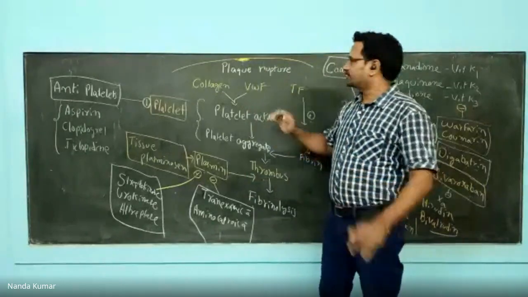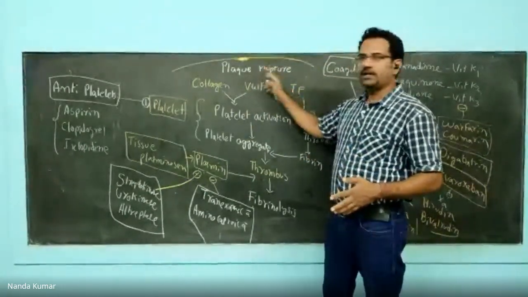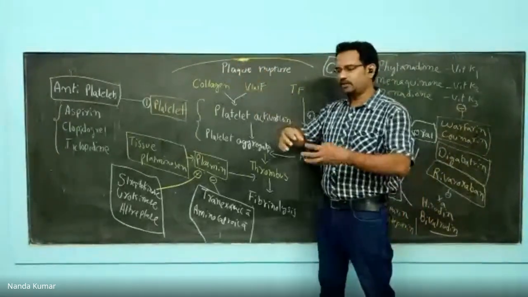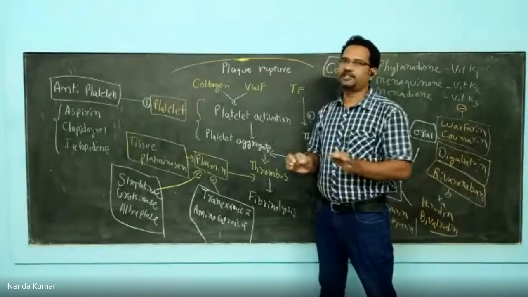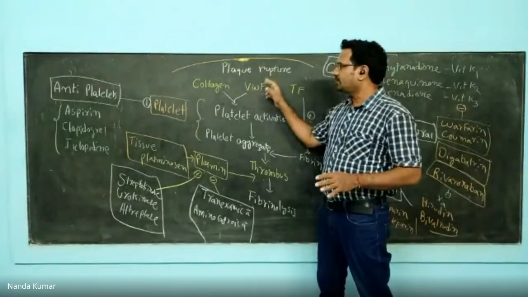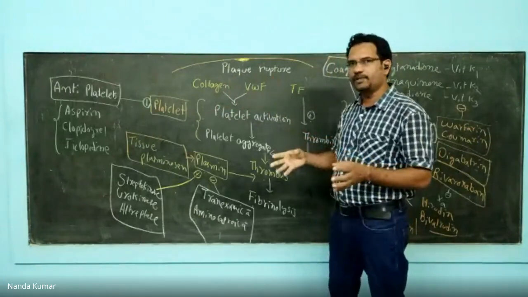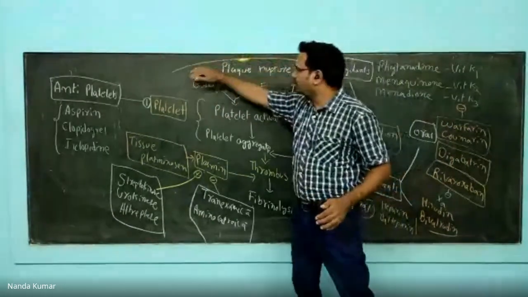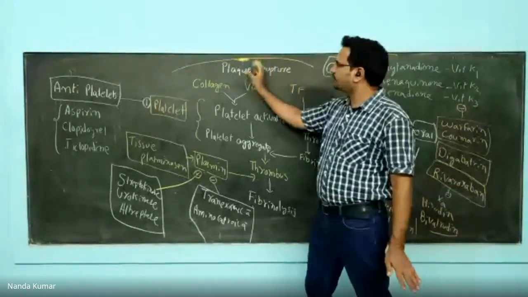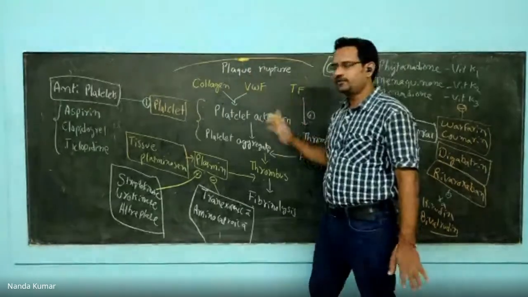Now, the general process. Whenever a blood vessel rupture occurs, or whenever a plaque rupture is there, plaque is nothing but the lipid accumulation. When the accumulation increases, that damages the blood vessel. That's called plaque rupture. When plaque rupture is there, collagen, von Willebrand factor, and tissue factor will get exposed to blood. This is a blood vessel. Now inside, you have blood. When plaque is ruptured, the blood will get exposed to these biomolecules like collagen, von Willebrand factor, and tissue factor.